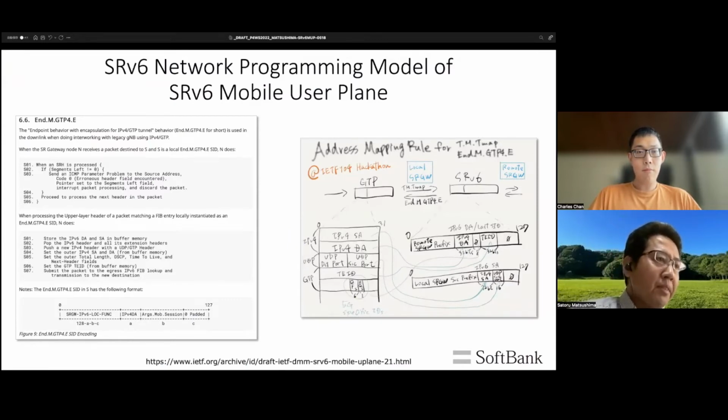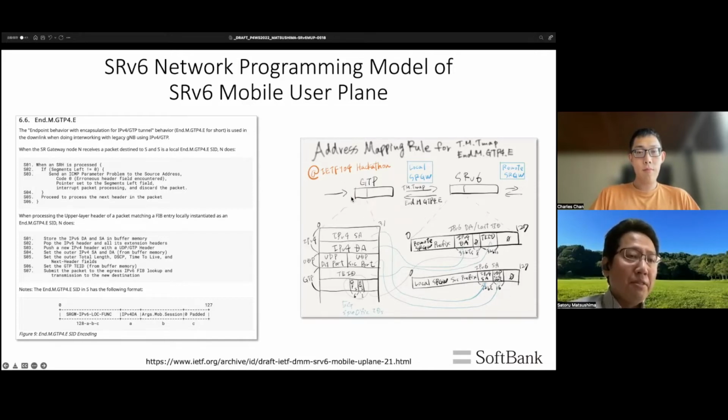To begin with, the slide shows the SRv6 network programming model for the SRv6 mobile user plane, as Charles explained. I remember almost 3 or 4 years back, in the IETF hackathon, IETF 104 or 105, our hackathon members implemented some ideas of network programming, like GTP to SRv6 stateless translation and vice versa. You can see the slide on the right-hand side.